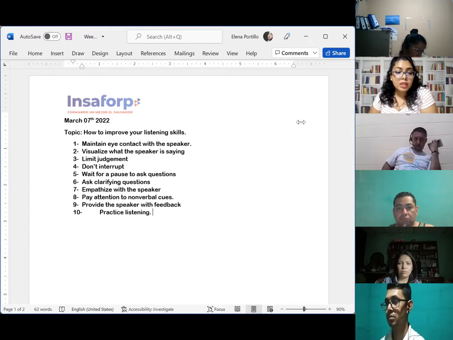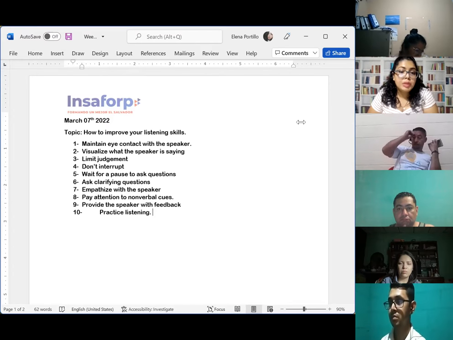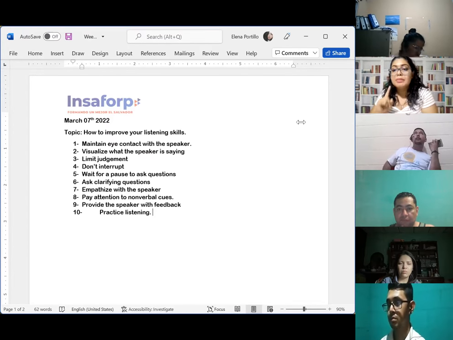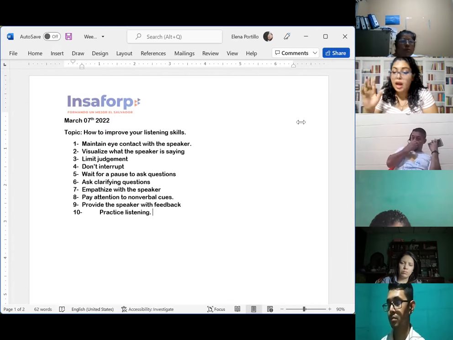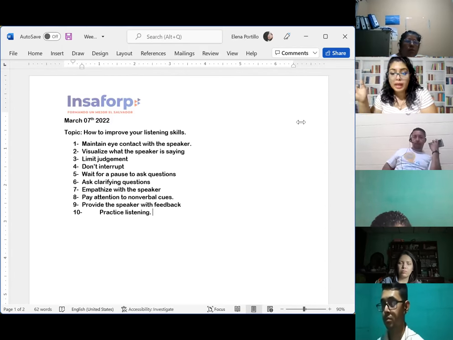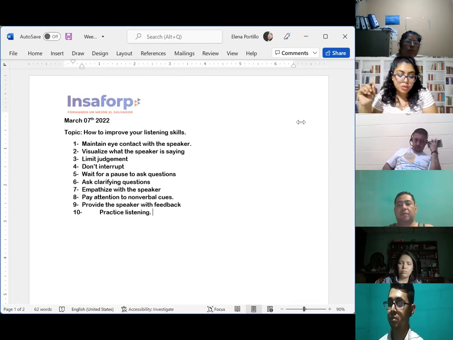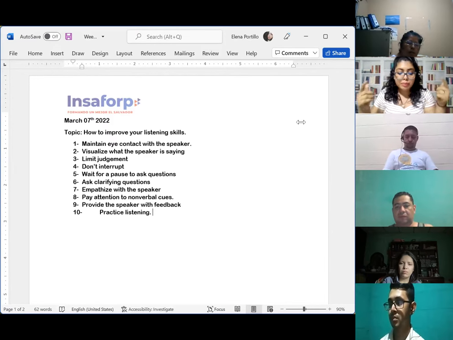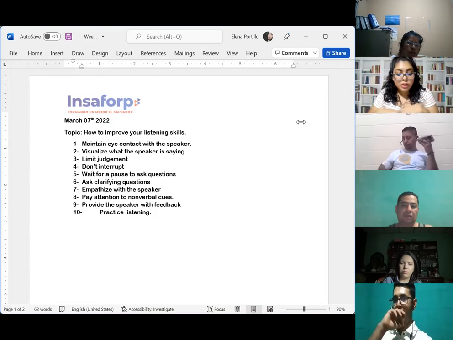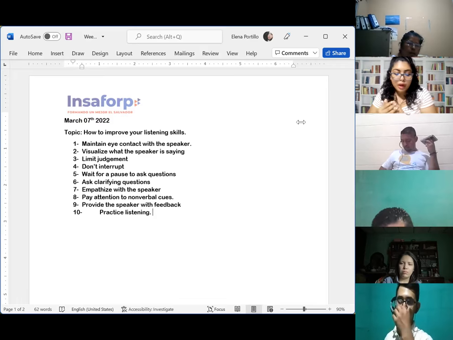Then number 9, almost the end. Provide the speaker with feedback. Feedback can be verbal and nonverbal. You can use verbal feedback by saying things like, I understand that must be difficult, or okay. You can use nonverbal cues such as nodding your head and using appropriate facial expressions. The goal is to send a signal to the speaker so they know that you are actively listening. In a situation where someone is giving you tasks, make sure you repeat the task back to the speaker so they know you understand what you are supposed to do. Writing down what they say also shows attentiveness.